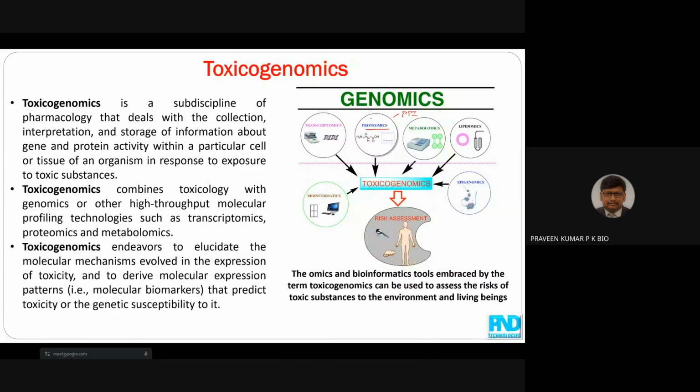Compared to proteomics, there are metabolomics and lipidomics. From the name metabolomics itself, you can understand it studies metabolites. There are primary metabolites and secondary metabolites.